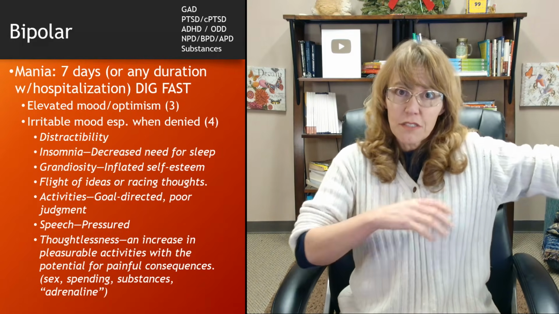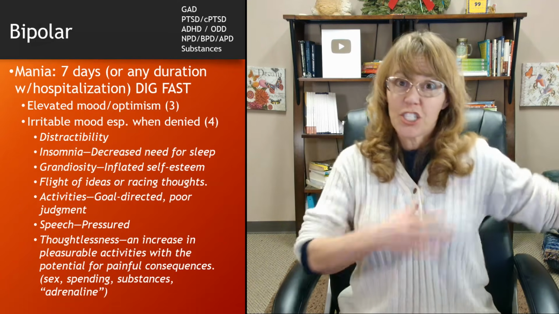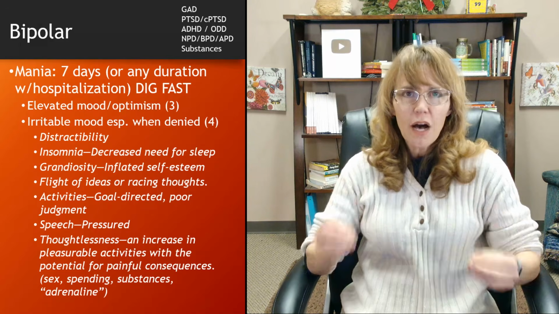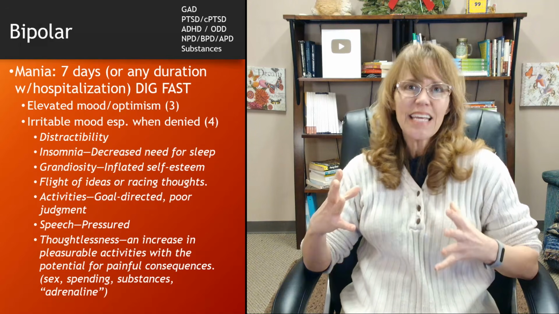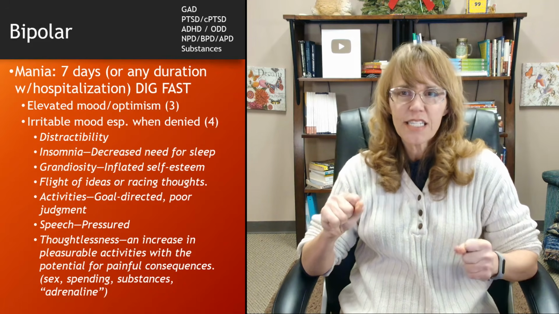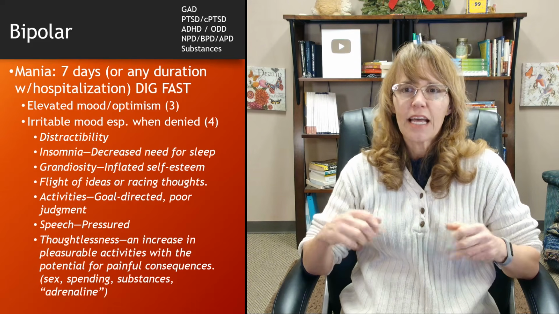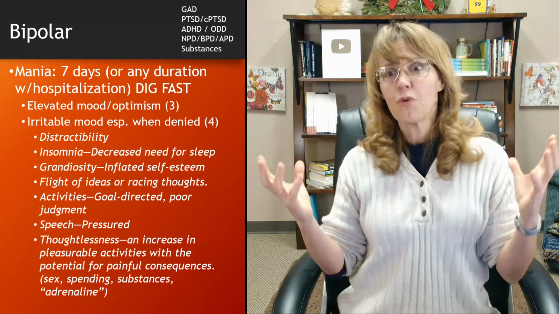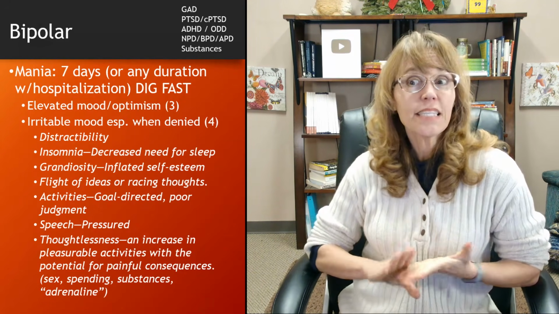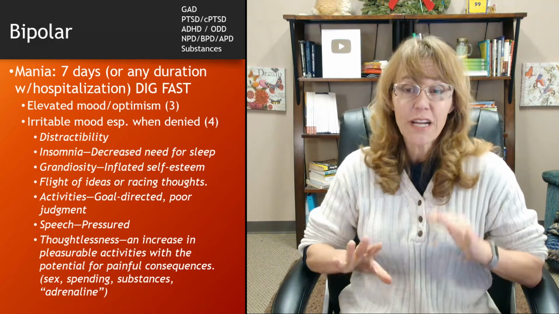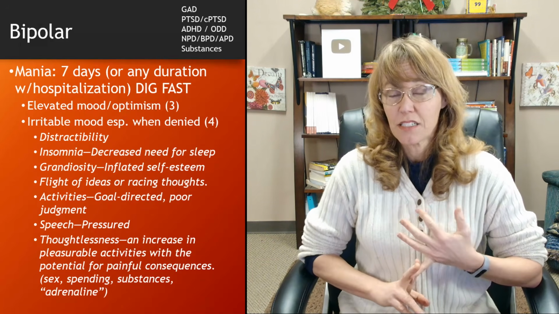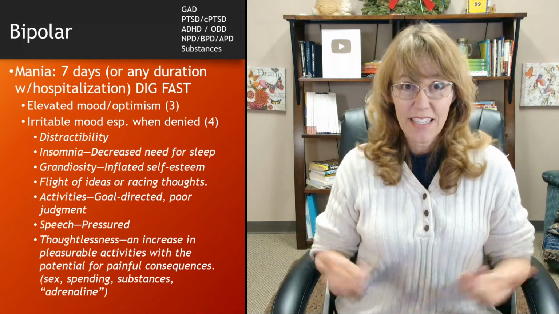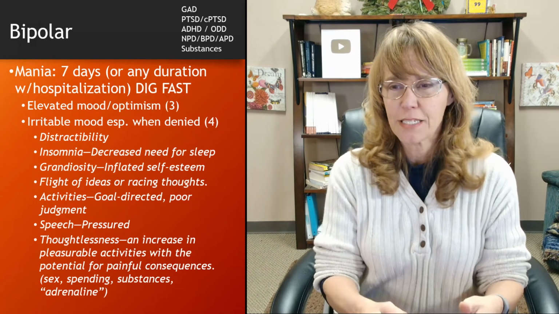Now remember, we said that bipolar has two poles. We just talked about the depressive pole. Let's talk about the manic pole. When we're talking about bipolar disorder, mania is when a person experiences an elevated mood and just enhanced optimism, and they're on top of the world for at least 7 days or any duration if they have to be hospitalized. So it could be only 2 days if they are so elevated that for some reason they are hospitalized.